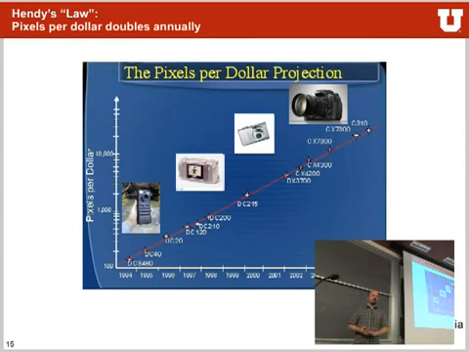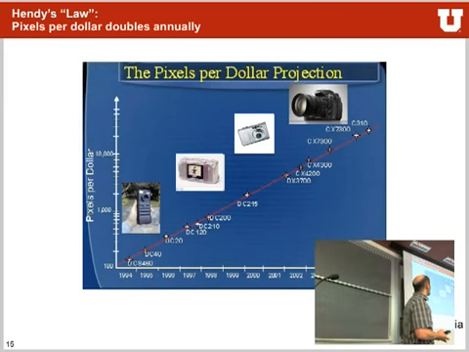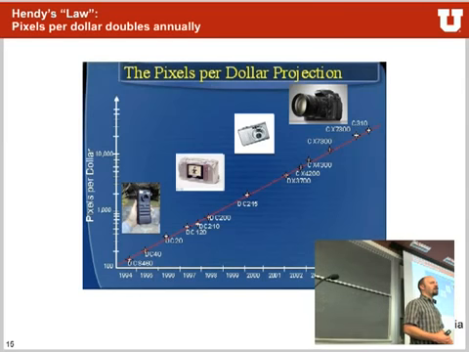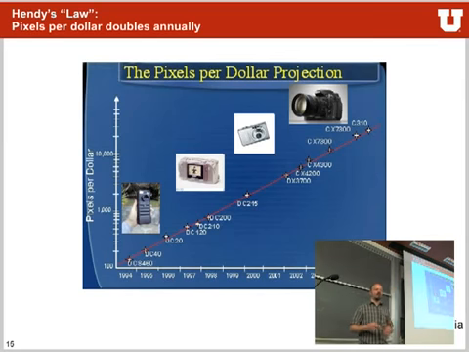Similar thing happens with what they call Hendy's law. Pixels per dollar becomes cheaper and cheaper. Cameras today with like 24 megapixels. My cell phone has 8 megapixels. I mean, it's incredible. I remember my first digital camera had 3 megapixels and was like a big clunker like this. So it becomes cheaper and cheaper to have really good sensors that have a lot of capabilities.